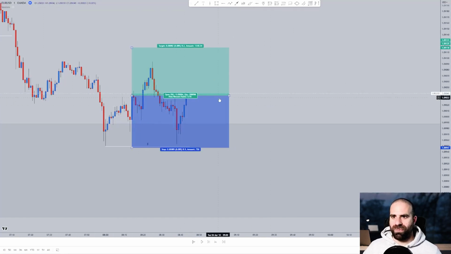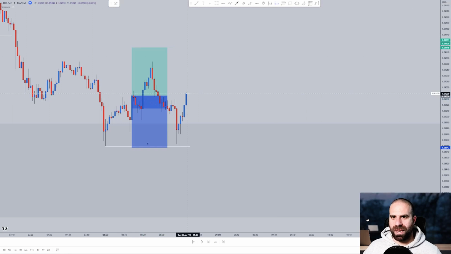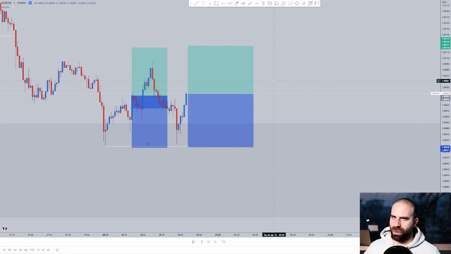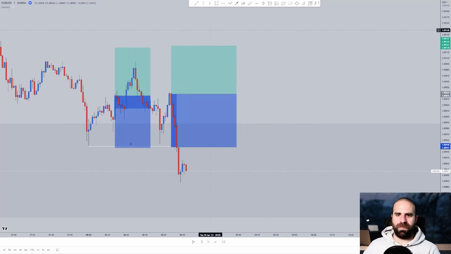Other people who have fear of missing out here, they say, okay, I'm gonna enter here with a stop loss here. Some of them are closing the position at break even though I don't think so. All of them are out.